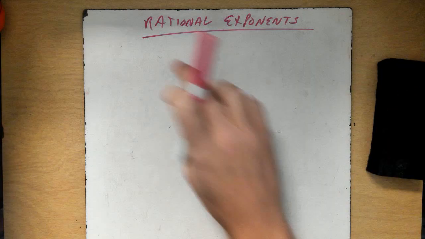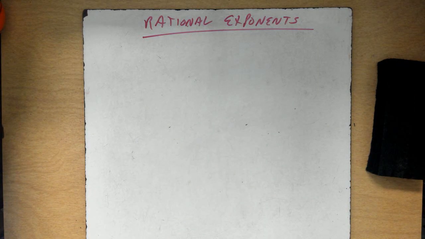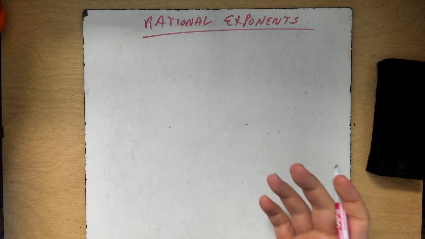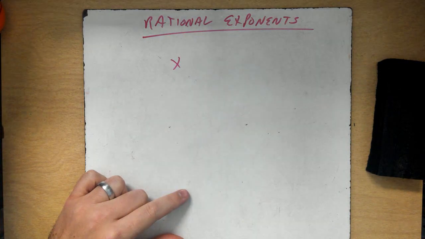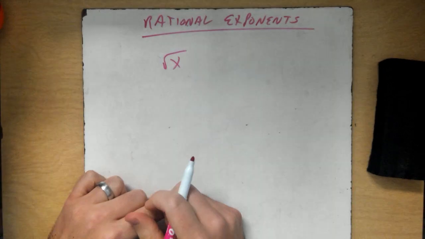All right, today's topic is rational exponents. Rational exponents are basically exponents that are not whole numbers, and we're converting them back and forth from radicals. So, for example, let's say we have x, and we have the square root of x, okay?